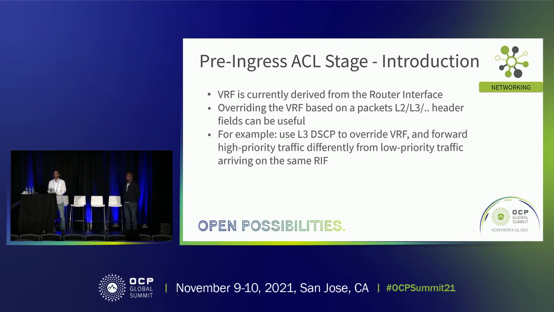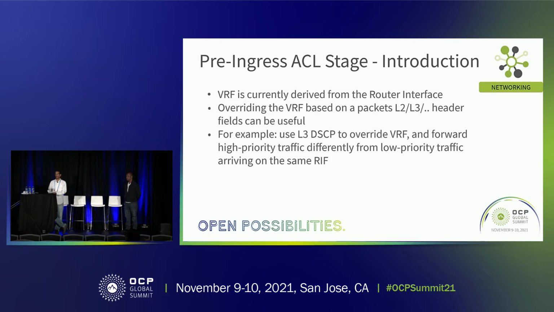One example use case could be that you can use the L3 DSCP field to treat high priority traffic differently from low priority traffic, even though they both arrive on the same ingress router interface. You could, for example, use more optimal routes and things of that nature. To do this, we introduced a new action in the SAI ACL supported actions, and this was basically set the VRF in the packet metadata.